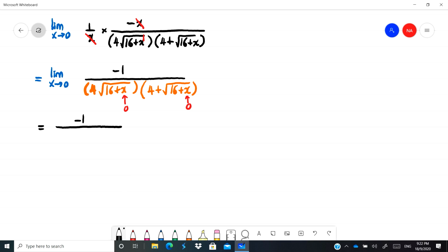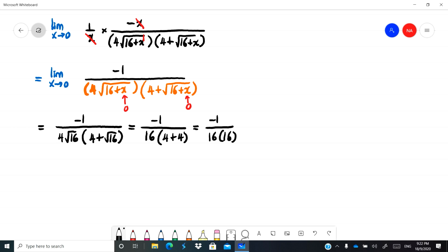So when x is 0, 4 multiplied by square root 16, and then multiplied with 4 plus square root 16, because x is 0. So you can simplify this. So negative 1, 4 multiplied by square root 16 is 4. So 4 multiplied by 4 will be 16, bracket 4 plus 4. So negative 1, you have 16 multiplied by 16. You can use your calculator, because I don't have my calculator now. So negative 1 over 16 multiplied by 16, you get the final answer. I just write 16 squared here.